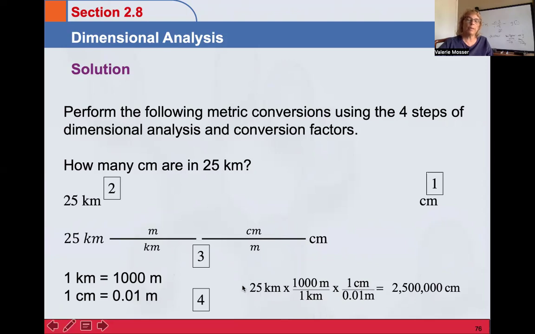So on your calculator, this would be 2.55 times 1,000 equals, divided by 0.01 equals 2,500,000. There's only 2 sig figs in this answer because none of these numbers have sig figs associated with them. They're defined values, and the first number only has 2 sig figs.